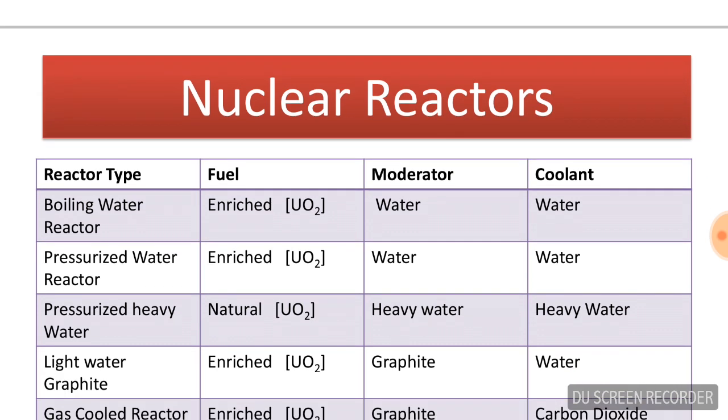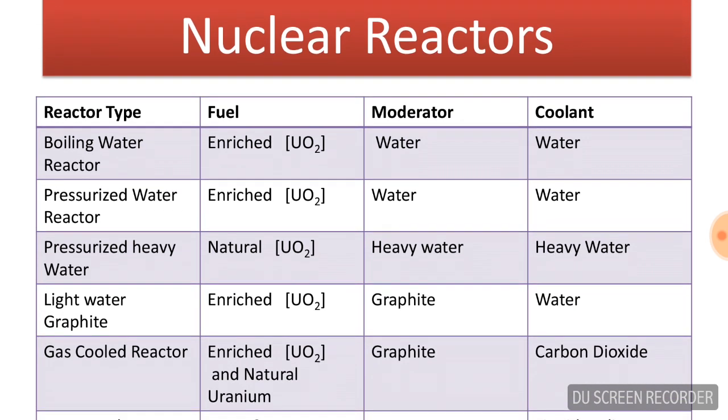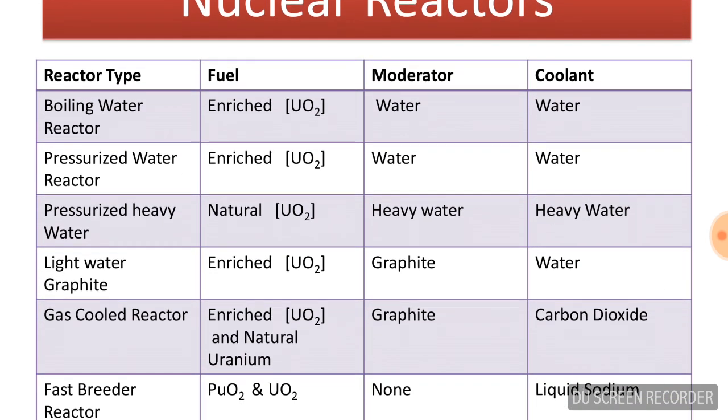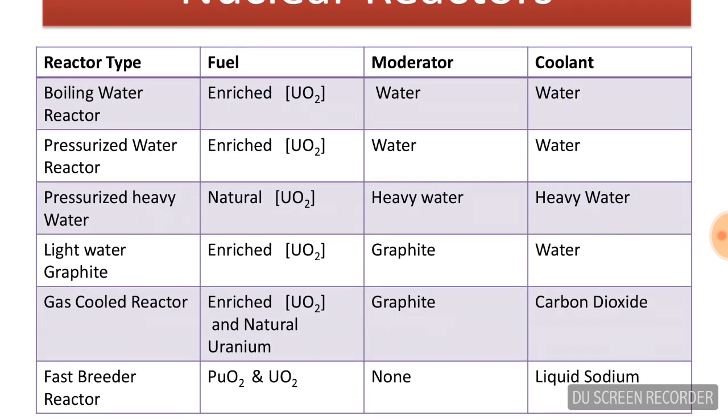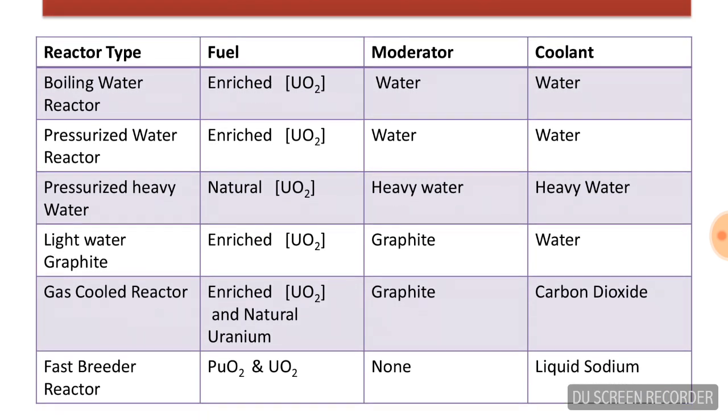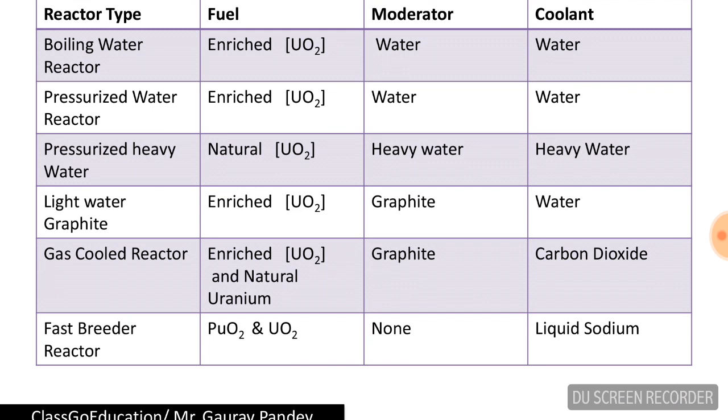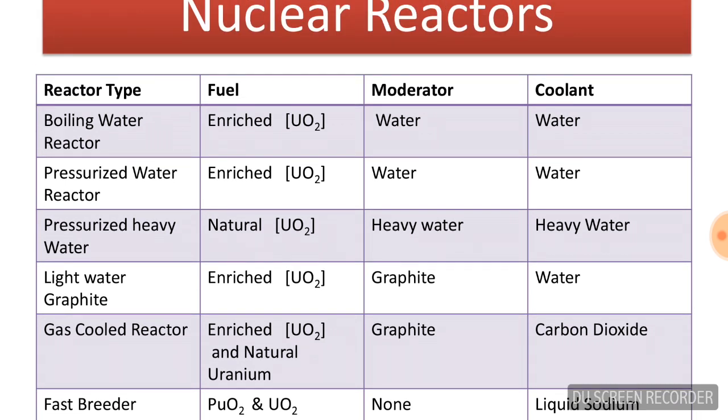So I have classified the nuclear reactor in the following categories: boiling water reactor, pressurized heavy water reactor, light water graphite, gas cooled reactor, and fast breeder reactors. The nuclear reactor consists of three important things: one is moderator, another is control rod, and the third is coolant. Basically, the moderator slows down the fast moving neutrons, and control rods absorb those slow moving neutrons according to the requirement.